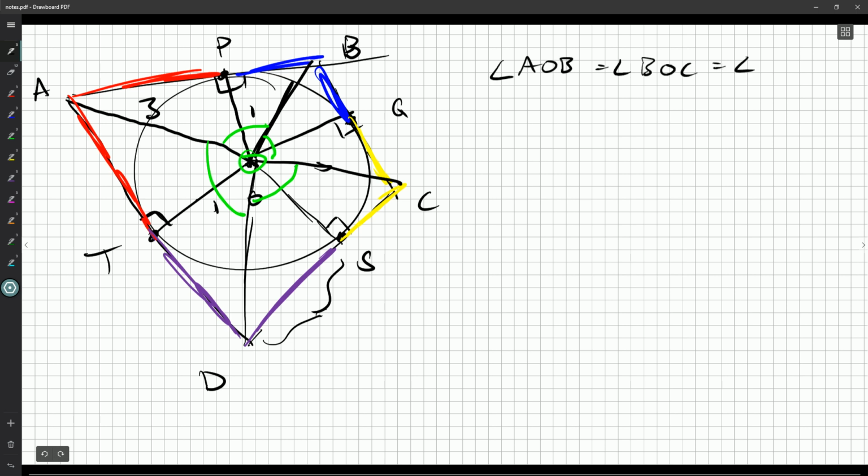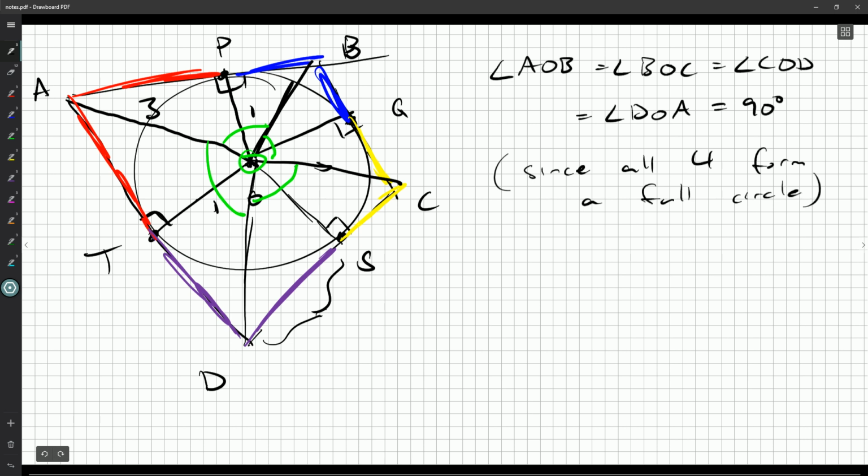I've got to actually write something out at least a little bit. So we'll say it's 90 degrees, since all four form a full circle. Okay, so I could actually now get rid of the green arcs and say, aha, we've got a 90 degree and a 90 degree and a 90 degree and a 90 degree. So what can we do from there?